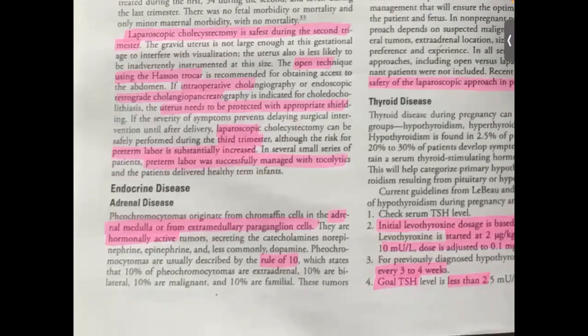So laparoscopic cholecystectomy can be safely performed during third trimester, although risk for preterm labor is increased. So preterm labor was successfully managed with tocolytics. So best is second trimester, but third trimester also we can do using tocolytics.